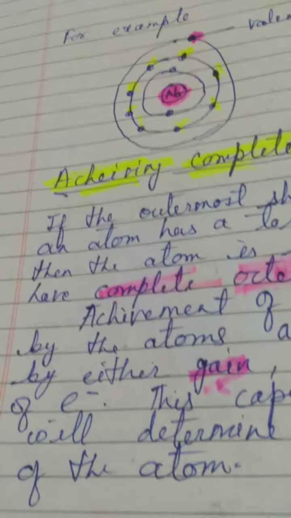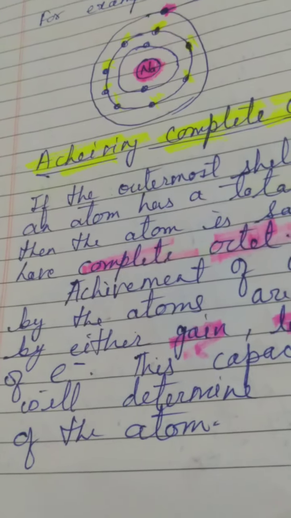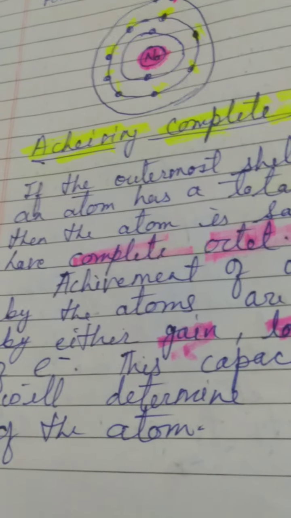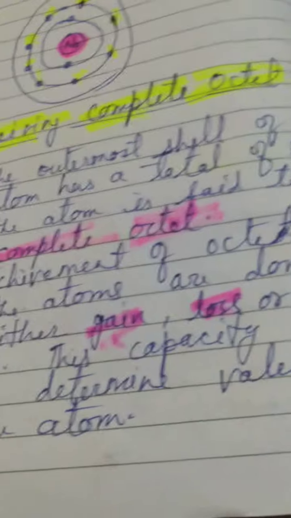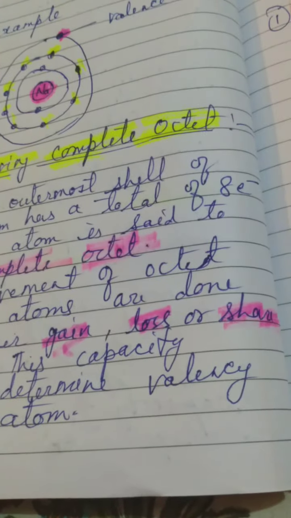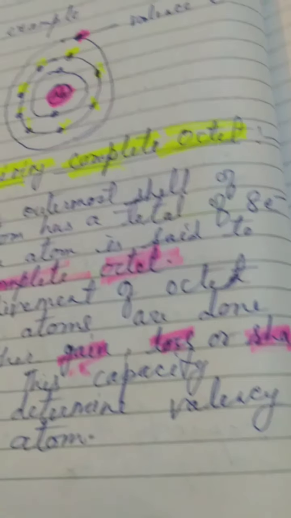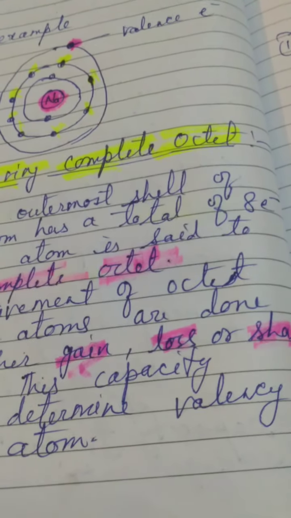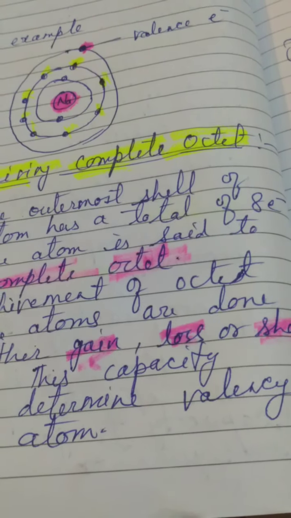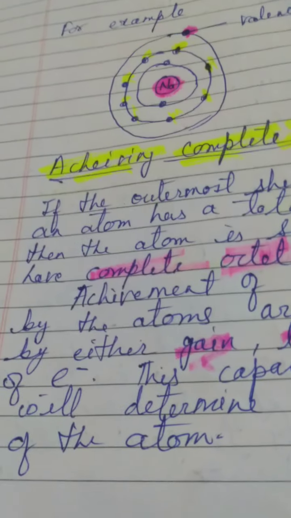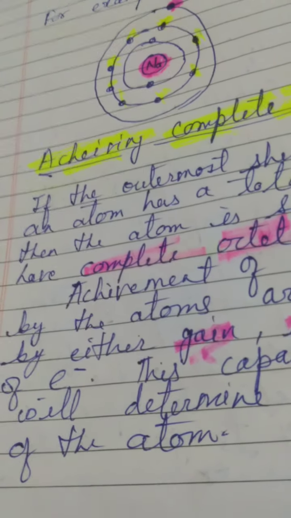तो there are different ways to complete octet, and this is done by either gain, loss, or share of electron, and this capacity of gaining, losing, and sharing of electron will determine its valency as well, because losing, gaining, or sharing is done for what? It is done to complete its octet.